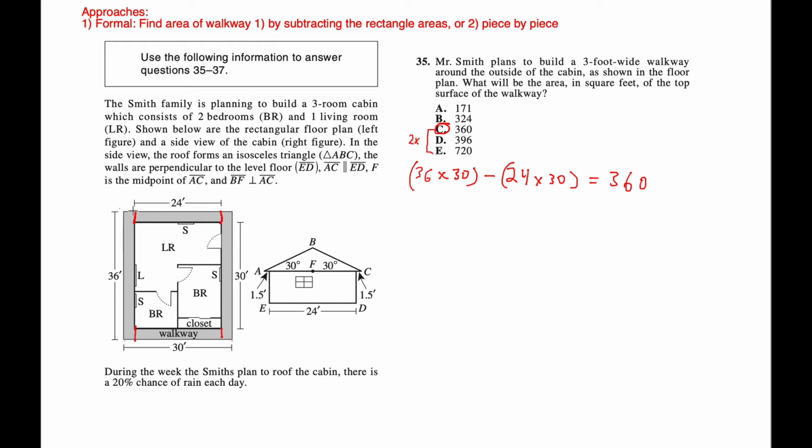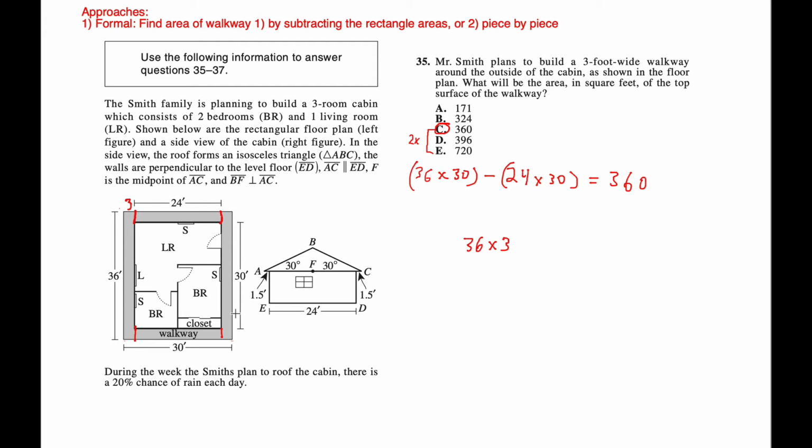And let's start out by finding the area of this longer piece right here. We know that it's 36 feet long, and we also know that the width of the walkway is 3. So this is going to be 36 by 3 right there. So I'll write that out. And then it's also going to be the same thing over here.